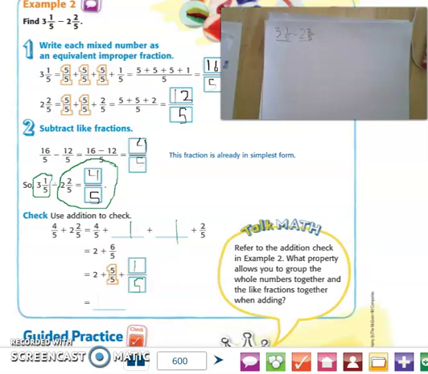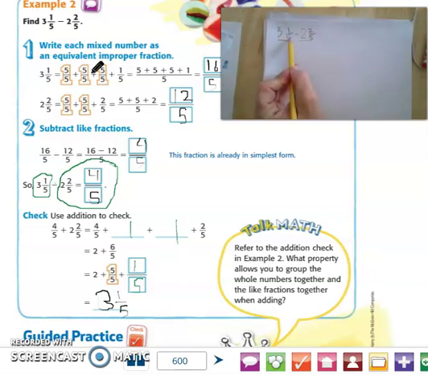Let's try a different color. 3 1/5. Okay, that's the book way. Now here's my way. 3 1/5.